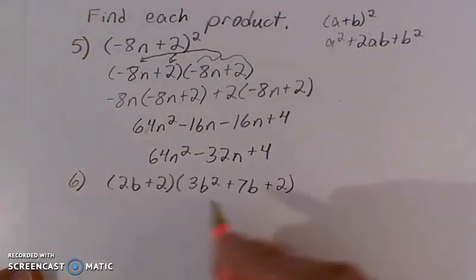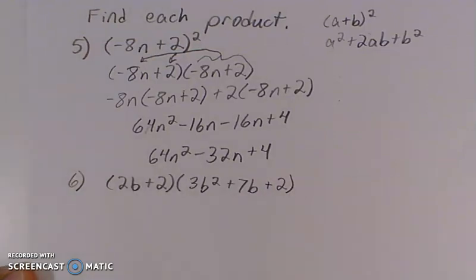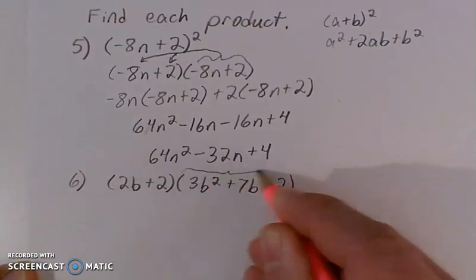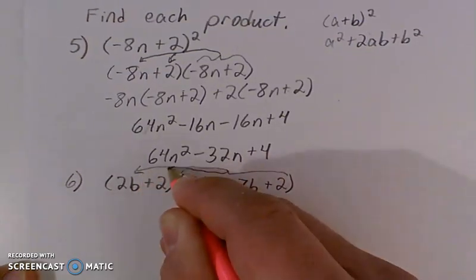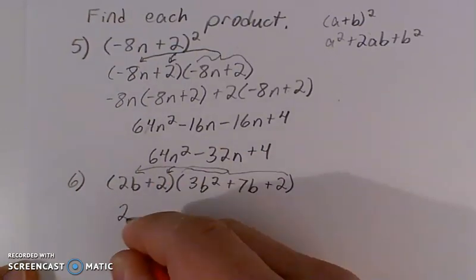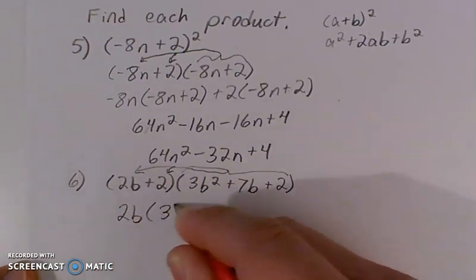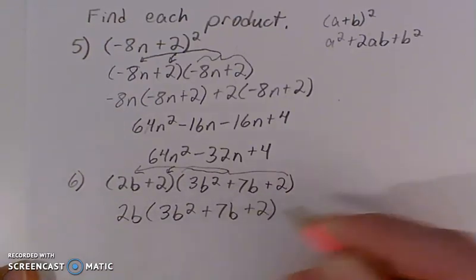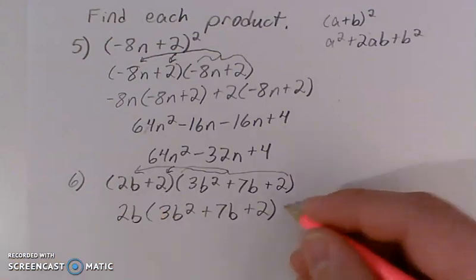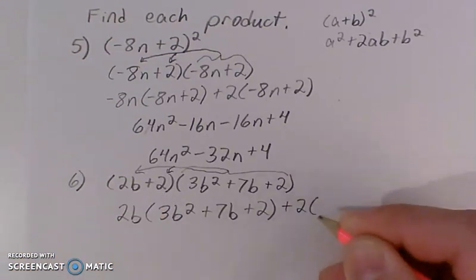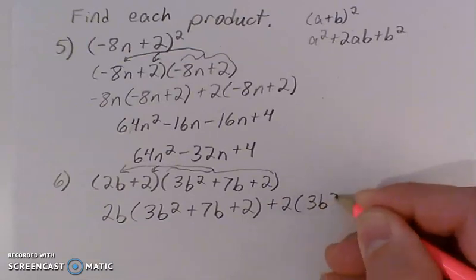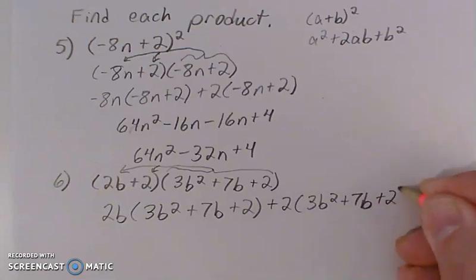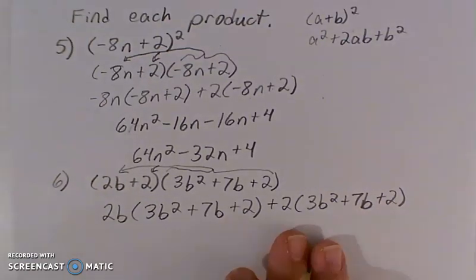On this last product, we got a trinomial out here, but if you continue with the same process, it's actually going to be not too bad. So we're just going to take this whole trinomial and distribute it to the 2b and distribute it to the 2. What that's going to look like, 2b will get multiplied by 3b squared plus 7b plus 2. But the positive 2 here will also get multiplied by it. So positive 2 times 3b squared plus 7b plus 2. Now that I've written all that out, I can distribute this out.